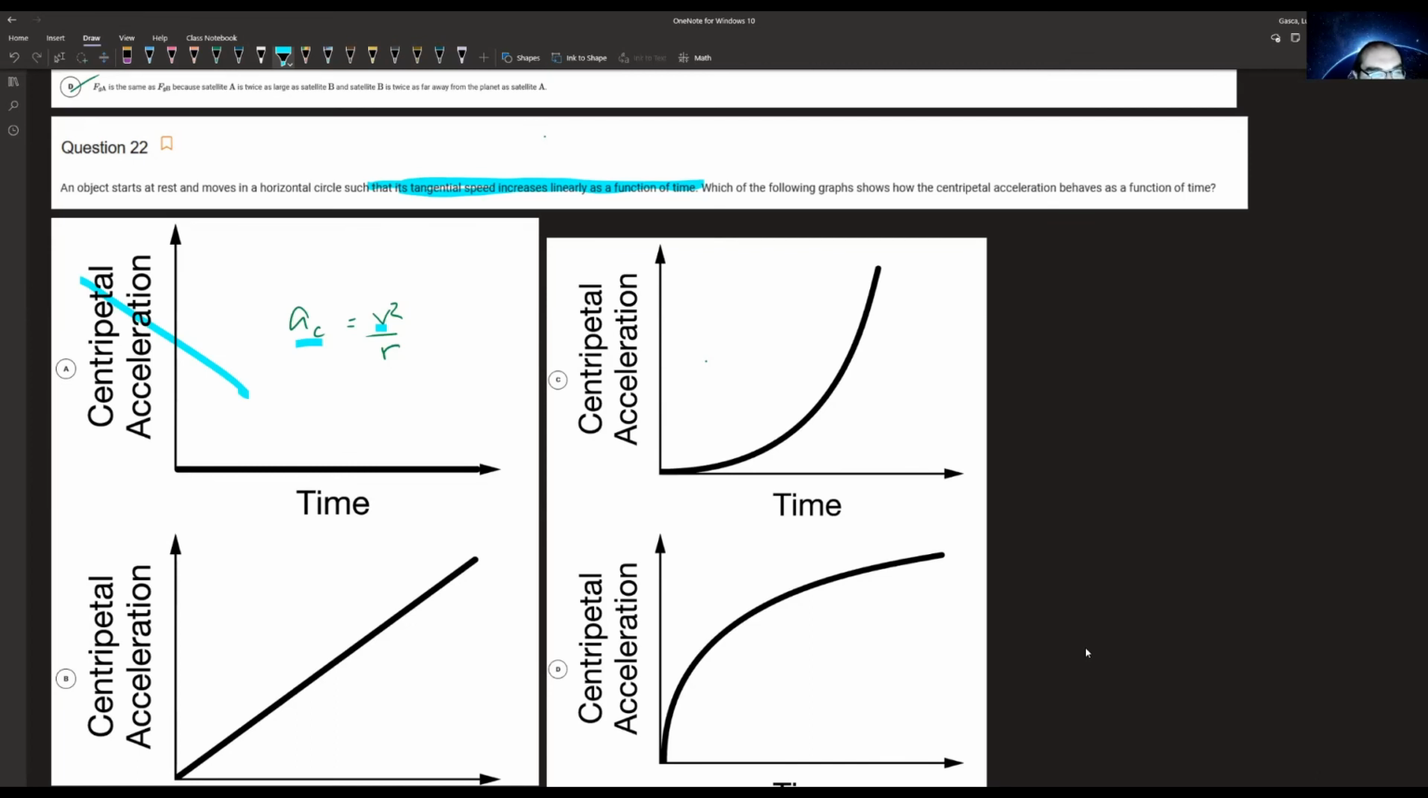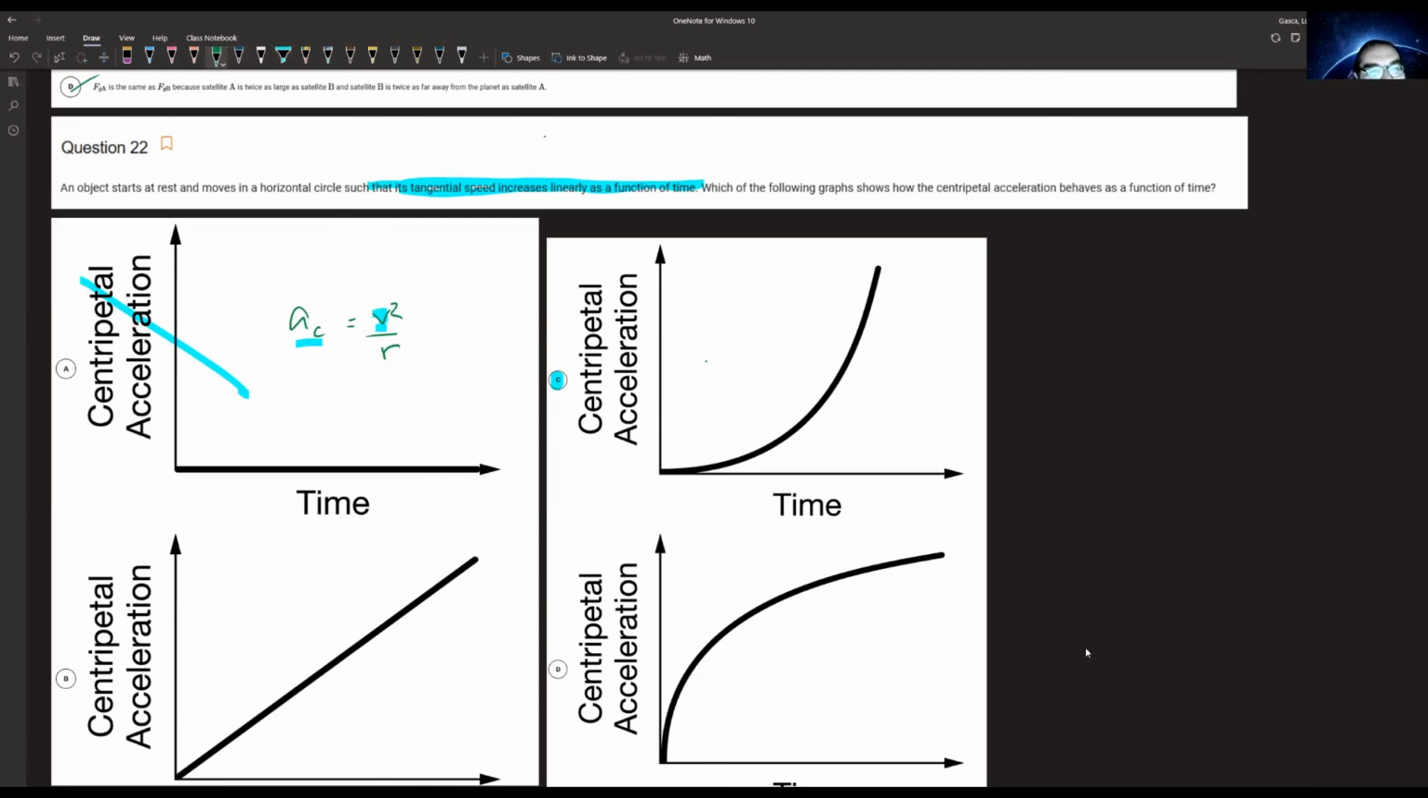Now, because it's proportional to v squared, even though the tangential speed increases linearly, the acceleration increases as linear, squared. Or not linearly squared, that's bad wording, but it's going to change by the rate of this guy's change, which is linear, quantity squared. So I think C is our best answer choice.